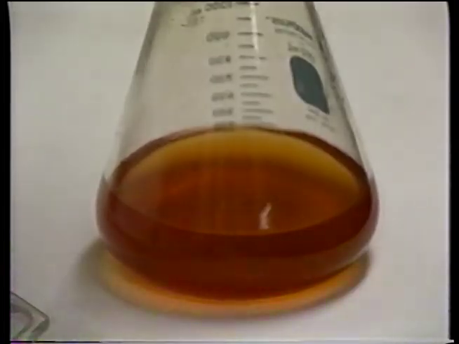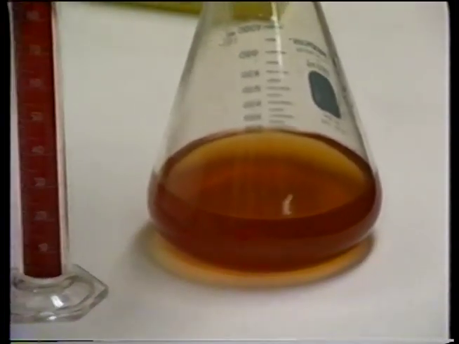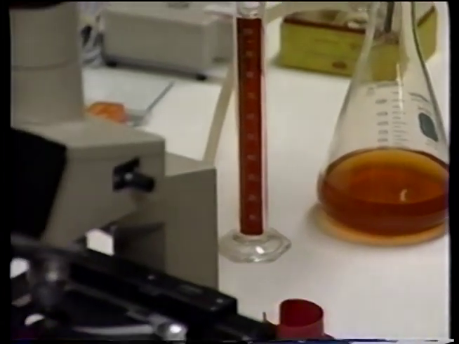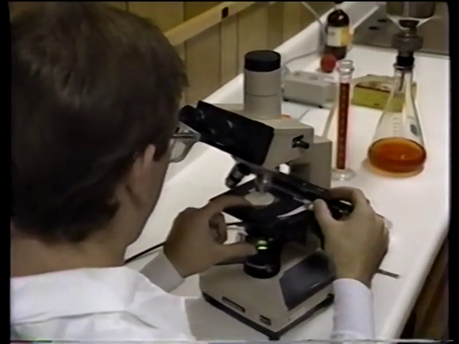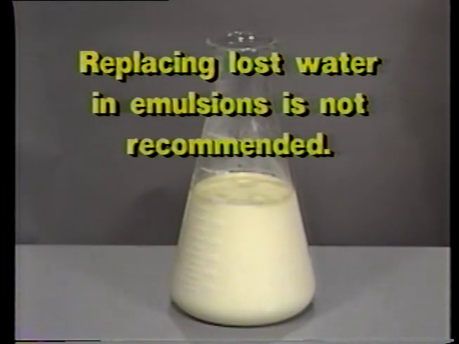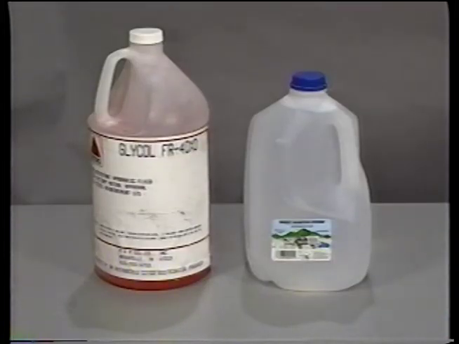The loss of water also affects the viscosity of a water-based fluid. When using water-based fluids, it's a good idea to have the viscosity checked by a lab periodically to make sure the system is being properly protected. Replacing lost water in an emulsion is not recommended. Without special equipment, it is difficult to get the two substances to emulsify correctly and obtain the proper percentages of each. However, water can be replaced in water glycol solutions.